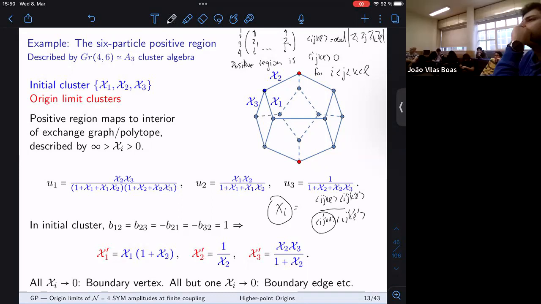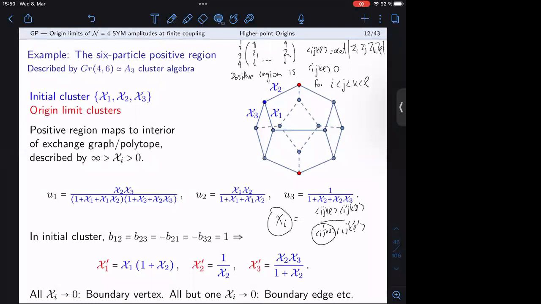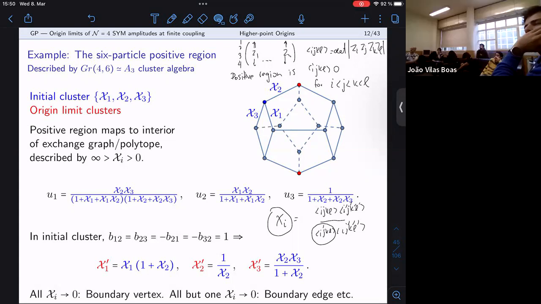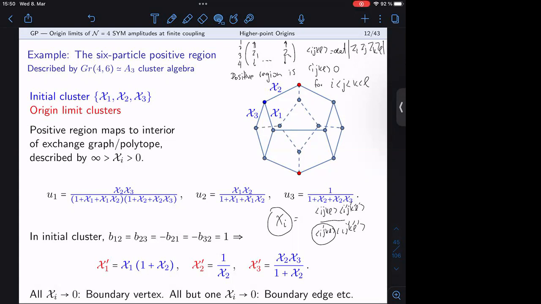So one starts with the kinematics in terms of momentum twistors. One defines the positive region, as I have mentioned here, in terms of the minors of this 4 by n matrix. One also defines these x coordinates to be products of these objects, and therefore one can prove that these are positive. Thanks. You're welcome. More questions?